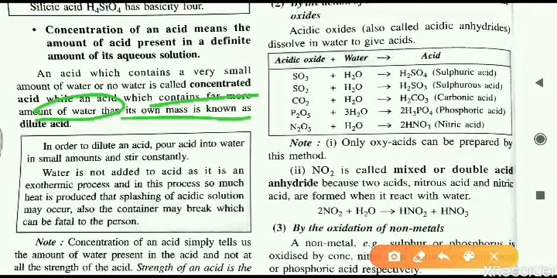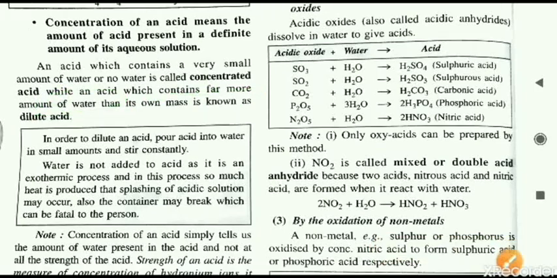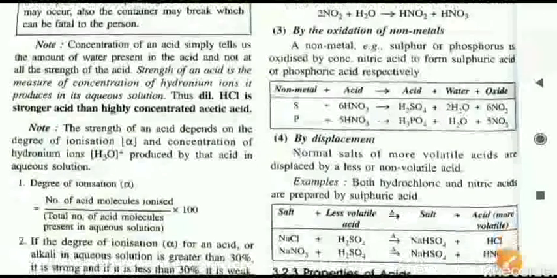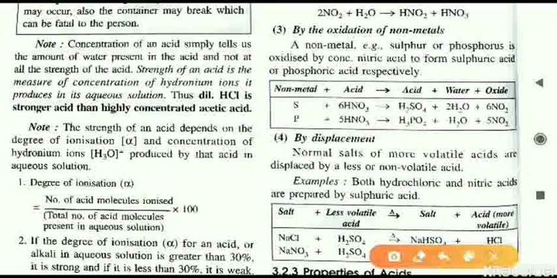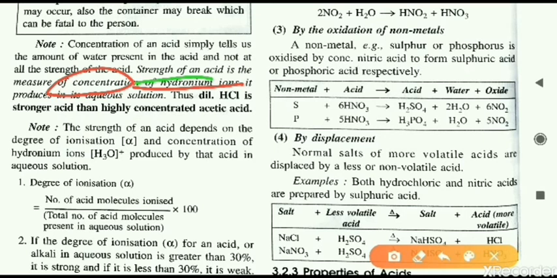Now in this category of concentration, you don't have to confuse it with another term called strength of acid. Strength of acid is something else. Strength is based on the concentration of hydronium ions. We have just now learned about strong acids and weak acids. There, strong acid and weak acid is actually the strength of acid, but concentration is a different thing. Concentration relates to the amount of water only. More water, then it is dilute acid. Less water, then it is concentrated acid.